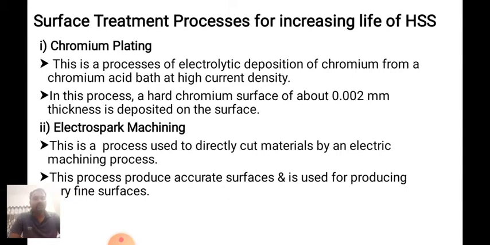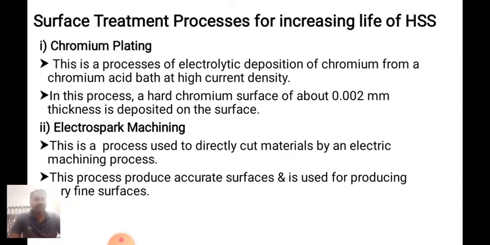This is a process of electrolytic deposition, meaning chromium from a chromium acid bath is deposited at a high current density. Using high current density, we coat a thin layer of chromium from the chromium acid bath onto the HSS tools. In this process, a hard chromium surface of about 0.02 millimeter thickness is deposited on the surface.